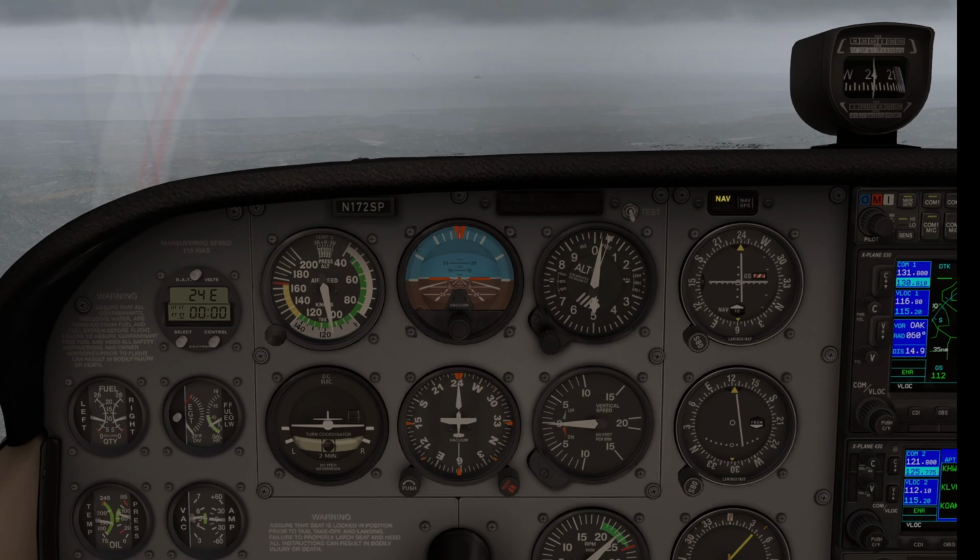Finally, check the distance from the Oakland VOR. It shows more than 13 miles and is decreasing. That decreasing distance further confirms we are approaching Salad.